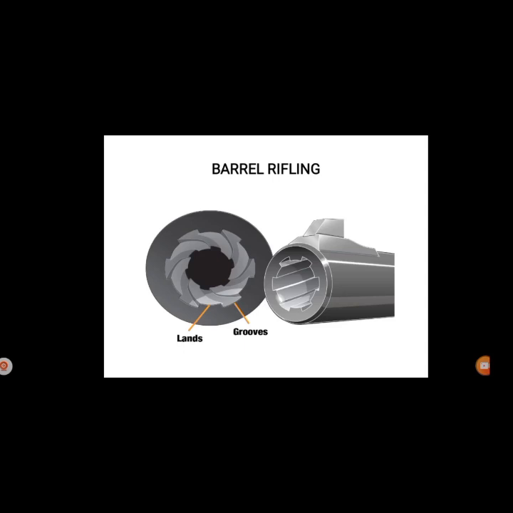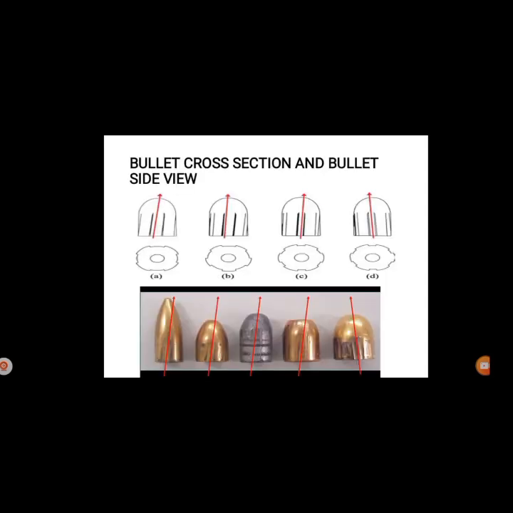Barrel rifling is a system of spiral grooves inside the barrel of a gun causing a bullet when fired to spin about its longer axis. So as you can see in the picture, mao ni siya ang barrel rifling nga kung magpabuto ta motuyok ni kauban ang bala.